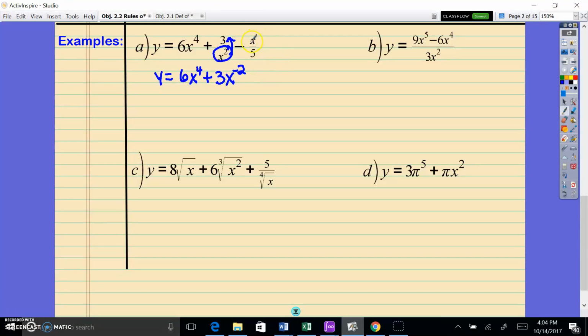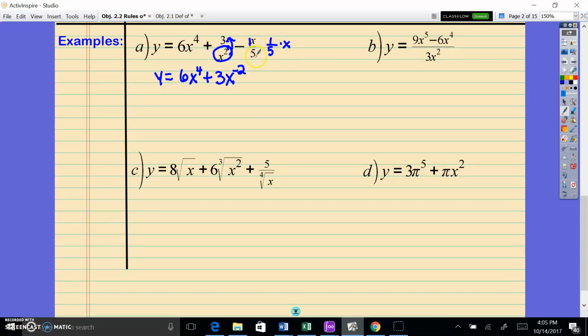Now I'm going to deal with this x over 5. A lot of people get confused when they see something like this. And I encourage you to rewrite it. There's technically a 1 in front of this x. You could really rewrite this term as 1/5, which is just a number. It's just 1/5 times x, technically. And so that'll make things a little bit easier.